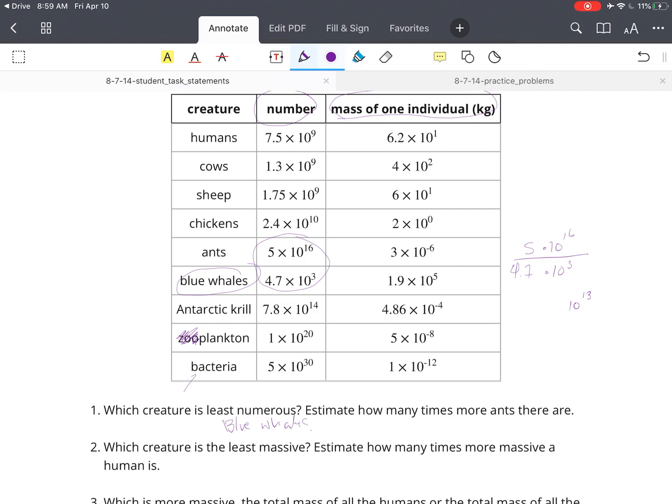5 divided by 4.7. That's 1.06 times 10 to the 13th. So how many times more ants? 1.06 times 10 to the 13th.